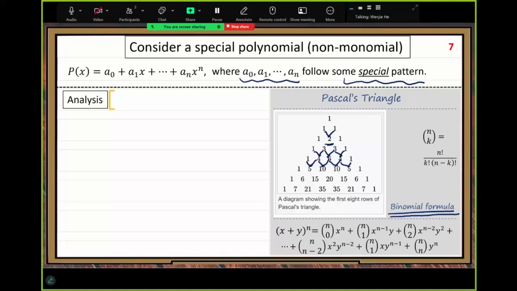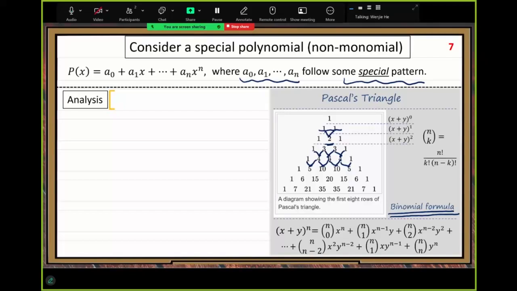In which way? Row by row. The first row, x plus y to the 0. The exponent is 0, that's 1. The second row, x plus y to the first. Then the x coefficient is 1, the y coefficient is 1. That's why you see 1, 1 here. Next row, x plus y squared. The coefficients are 1, 2, 1.